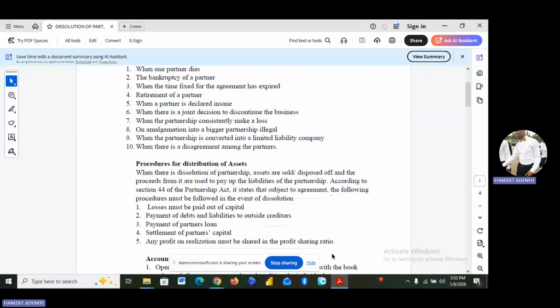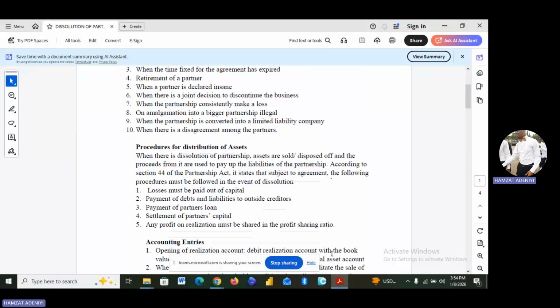It is a stage, one step after the other. You cannot go for step 4 before step 1. The first thing is that all losses must be paid, then followed by payment of debt, then payment of partners' loan, then settlement of partners' capital, before the profit can now be shared among the partners.